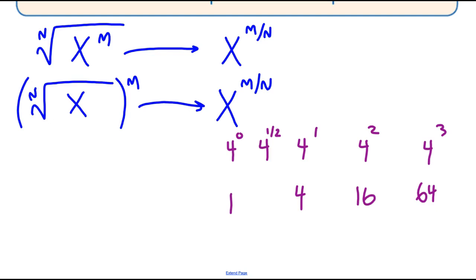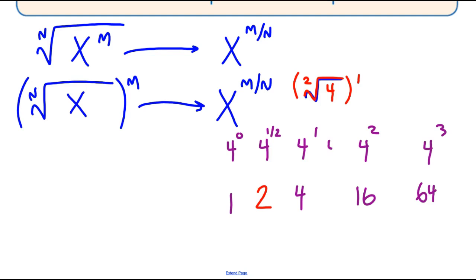Well, by definition, 1/2, the denominator is the index of the root, so this is the square root of 4 to the first power. So the square root of 4 is 2. 2 to the first power is 2. So to the half power is the same as the square root. You could take the power and then take the square root of it. It's the same. You'll kind of see that.